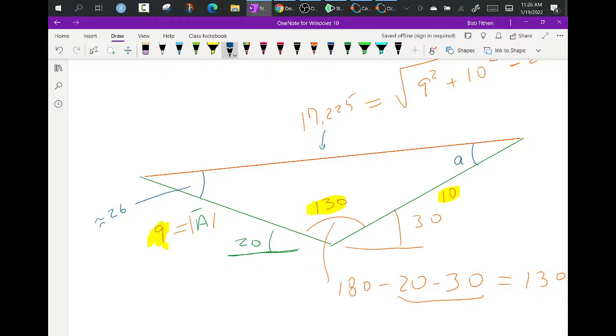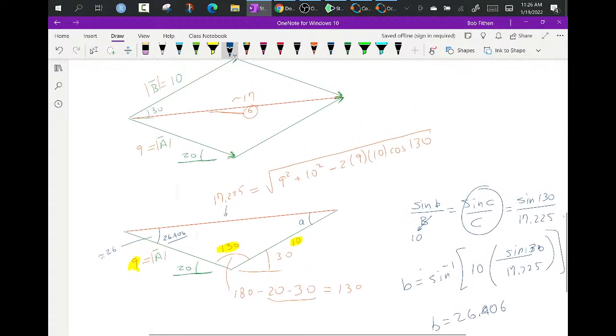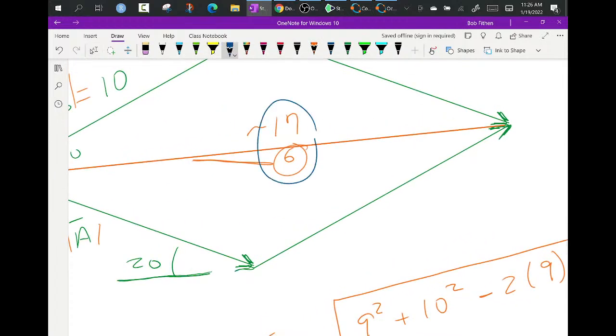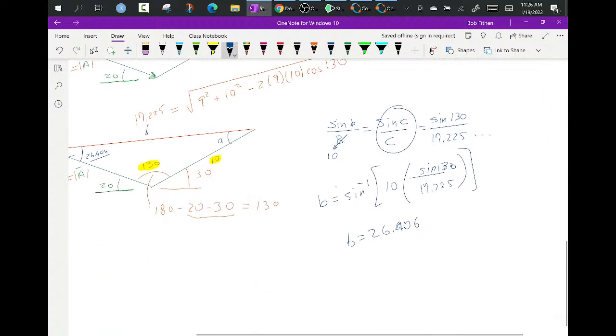So you can see just by using a ruler, I got a good approximation of the answer right here. So that's pretty reasonable. The answer I got was pretty reasonable. It gave me a guide as to whether or not I goofed this thing up.